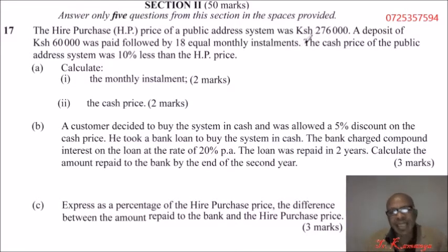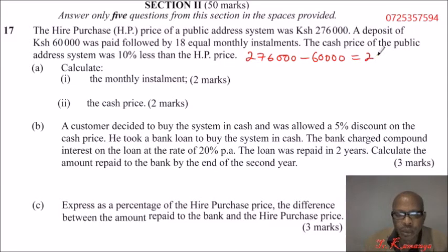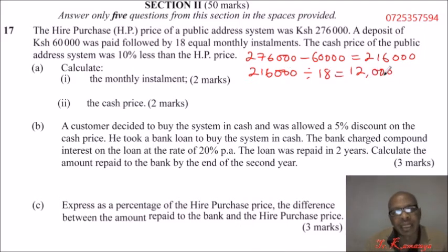You can see the hire purchase is 276,000. To get the amount that was paid in monthly installments, we say 276,000 minus 60,000, and when you subtract that using your calculator, you get 216,000. Since the number of installments was 18 equal monthly installments, you divide 216,000 by 18, and the monthly installment is 12,000. Just arranging it like that because of space.